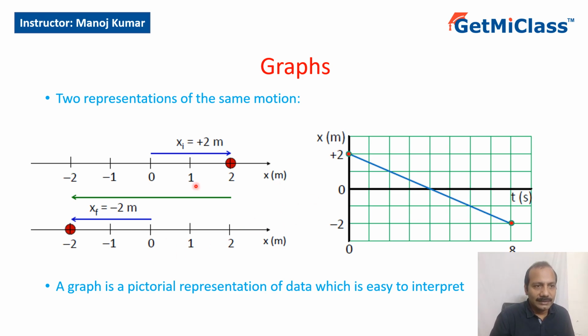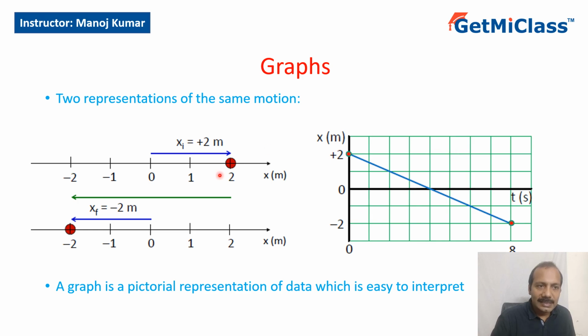One on the left shows a motion diagram where a body starts at time t equal to 0, then goes to a distance of 2 meters, and then turns back and goes to a final position of -2 meters. Now the same data is shown in a graphical manner. On the graph you can clearly see that at t equal to 0 the position is x equal to 2 meters, and at t equal to 8 the position is x equal to -2 meters.